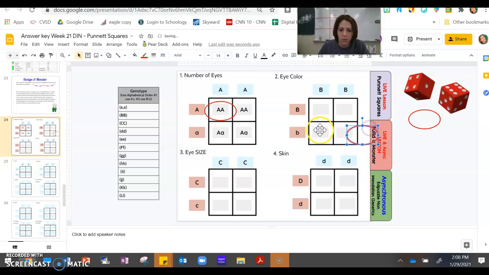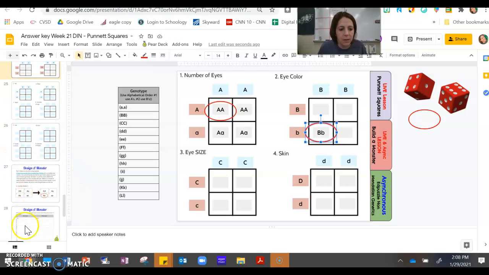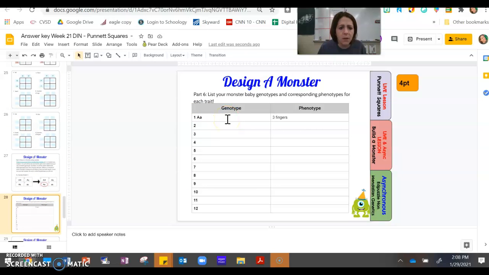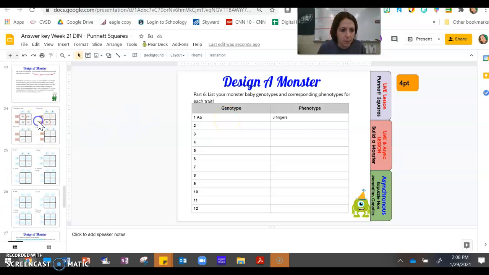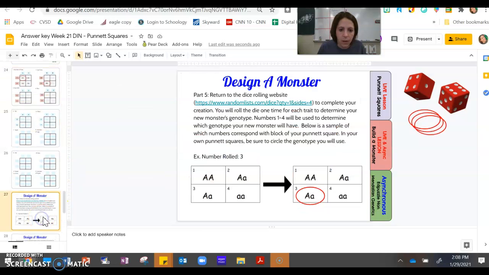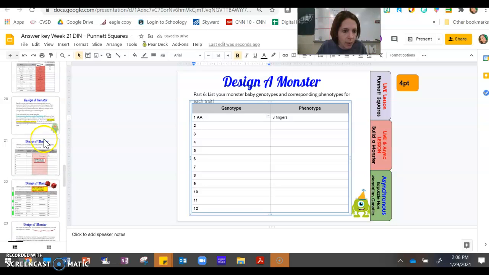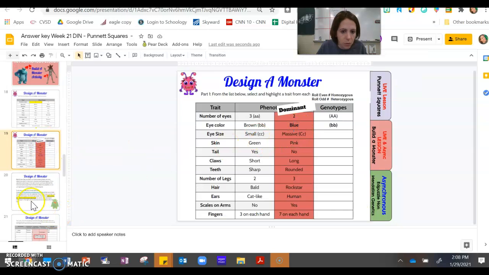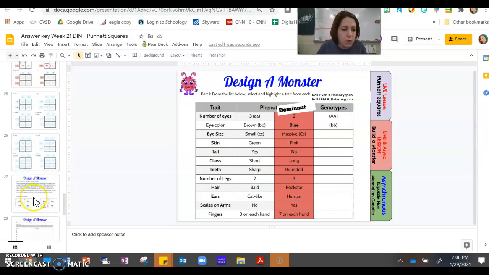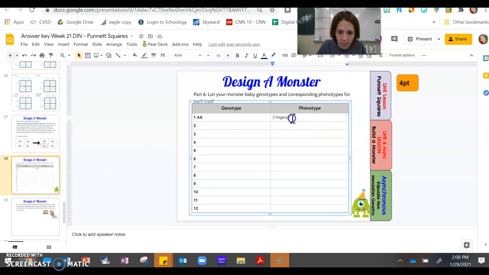It's going to be a capital B, lowercase b. So you continue with all 12 of your traits. Once you have decided what you're passing on to your offspring, you type it into the box here. I knew from my first block that I passed on 2 capital A's. Capital A, capital A. Now I have to scroll back up. The dominant trait was two eyes. So now my new bundle of joy will have 2 eyes. Okay? 2 eyes.